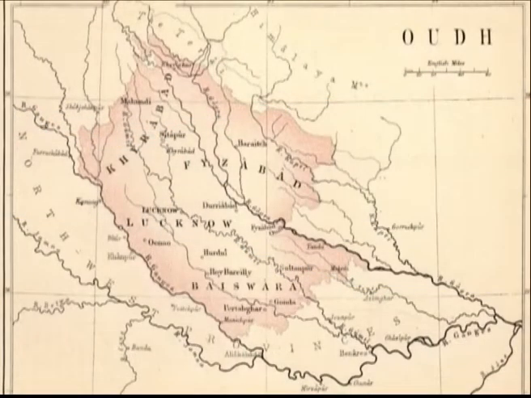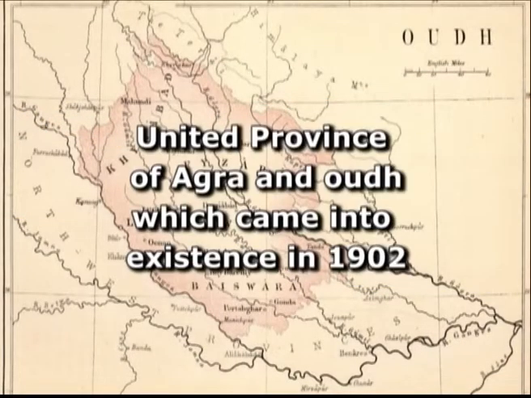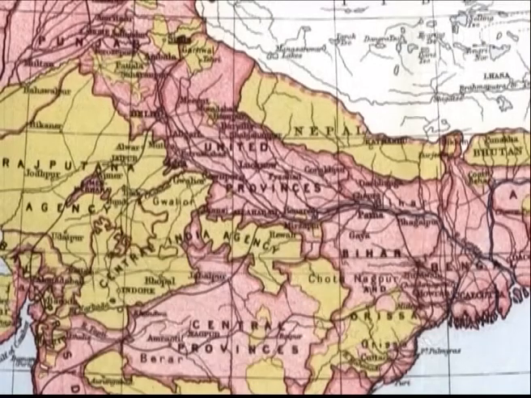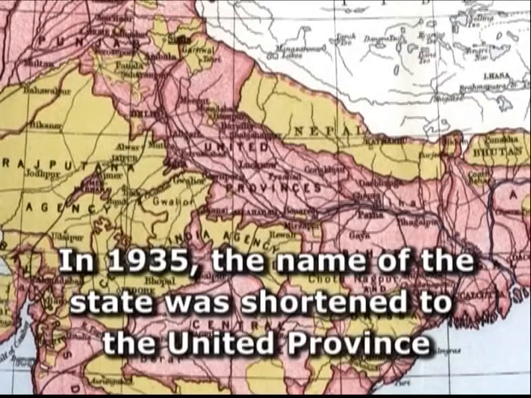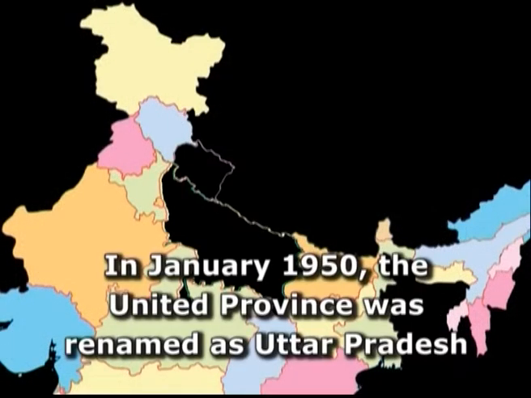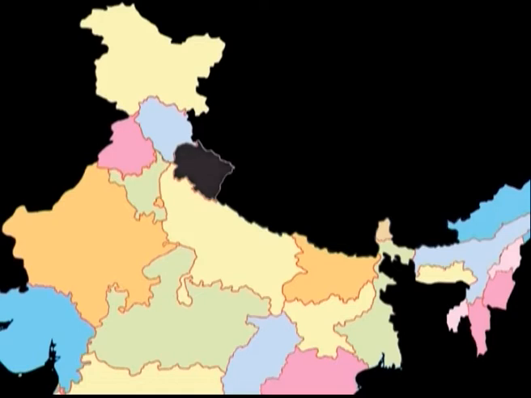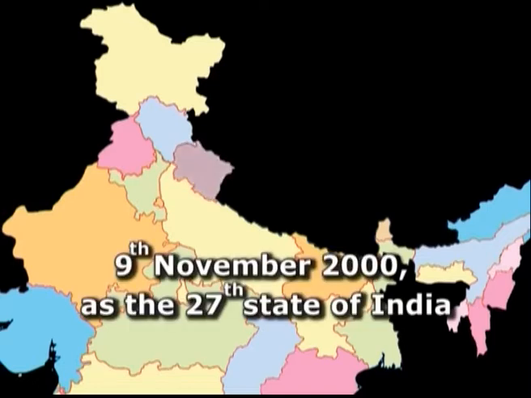The present state of Uttarakhand was earlier a part of the United Province of Agra and Awadh, which came into existence in 1902. In 1935, the name of the state was shortened to the United Province. In January 1950, the United Province was renamed as Uttar Pradesh, and Uttaranchal remained a part of Uttar Pradesh before it came into being on the 9th of November 2000 as the 27th state of India.